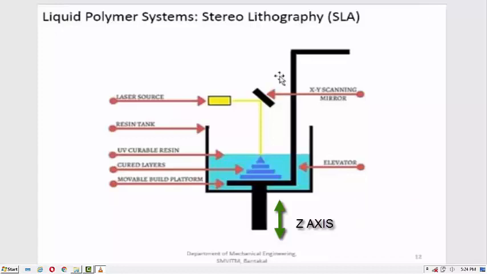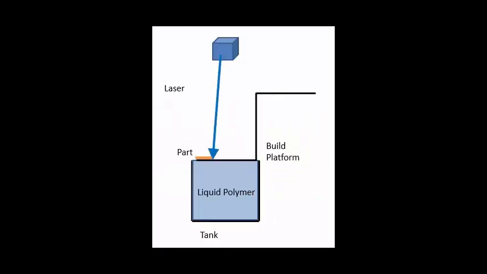Now how does the process start? Initially this platform will be at the top here. The platform will be at the topmost point. Only one layer of liquid polymer will be present on top of it. Then the laser will hit that particular platform, creating the solid wherever it is required. Once a layer is completed, the platform is going to go into the tank, so that one more layer of liquid is present. Again the laser will be excited.